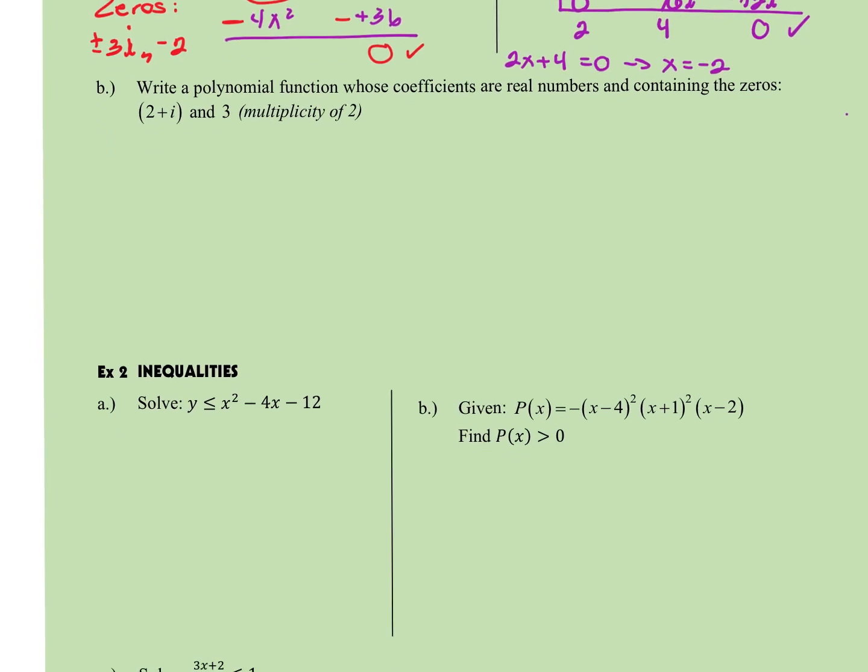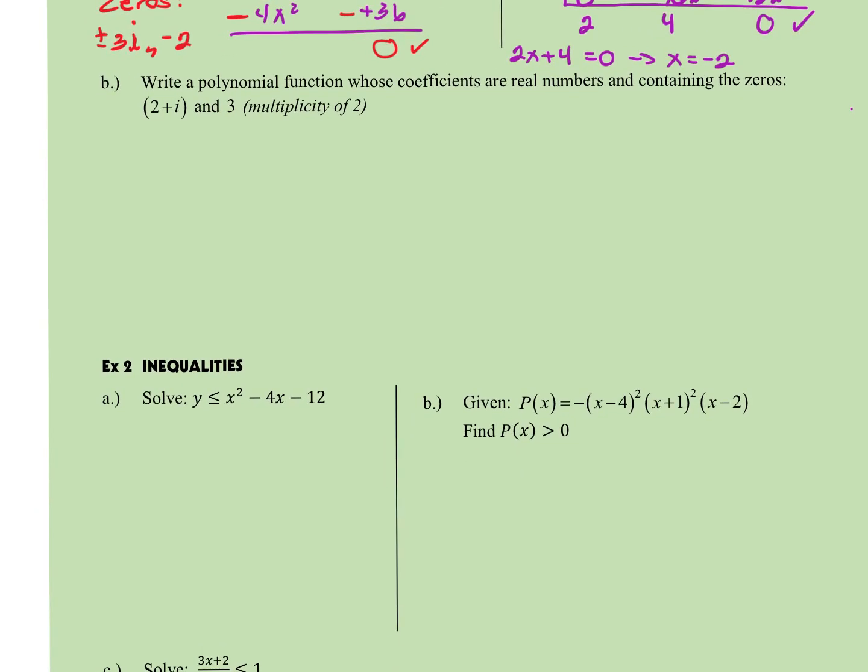Now, the next one that we're going to look at is writing a polynomial function when we're given a more complex version of our imaginary solutions. So typically we've only been working when we just had maybe an i, but now I'm going to give you one that has both the real and the imaginary portion instead of just the imaginary. So we've got two different parts to this that we want to look at.